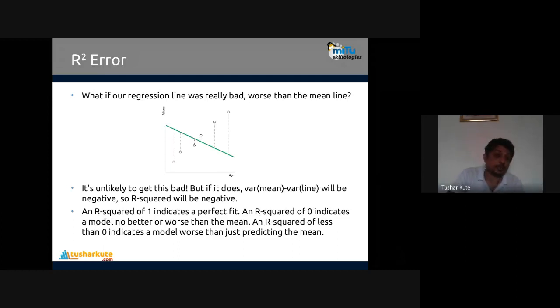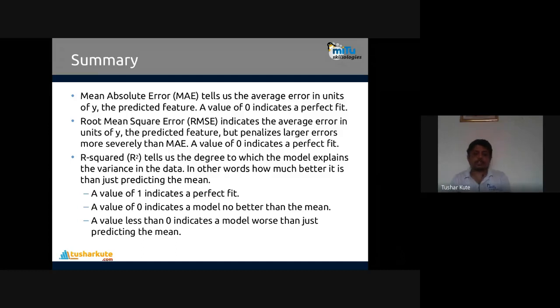And in the previous case we have seen, though its name is error, it is identifying the accuracy of the model. So let's summarize for regression analysis. Mean absolute error, MAE, tells us the average error in units of Y of the predicted feature, and a value of 0 indicates a perfect fit. That is the first analysis method. The second, RMSE, root mean squared error, indicates the average error in the units of Y of the predicted feature, but penalizes large errors more severely than MAE. That's the difference between MAE and RMSE. A value of 0 indicates a perfect fit in this case also.